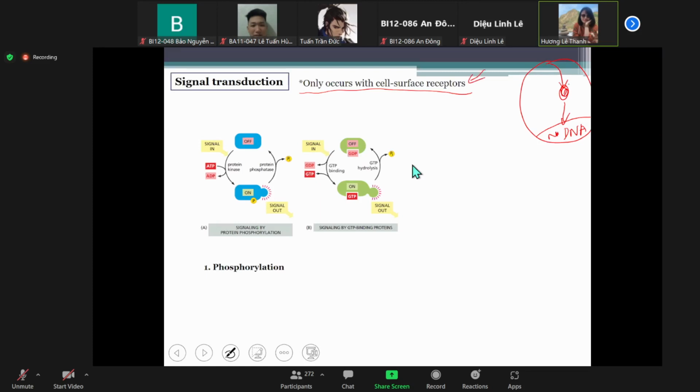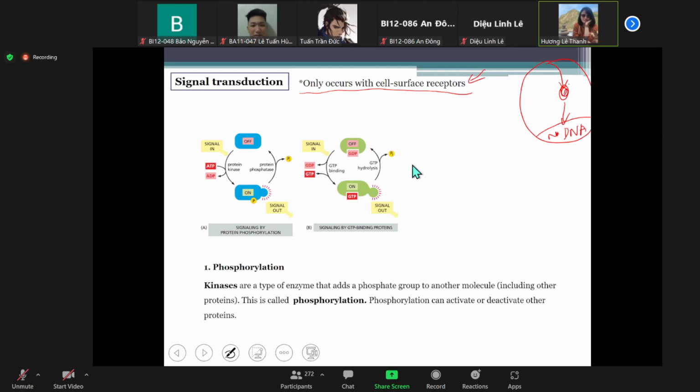First, by phosphorylation. Phosphorylation involves kinase. Remember kinase from the previous lessons? Kinase means putting one phosphate group onto another molecule, which phosphorylates it and can activate it, changing it from the inactive form into the active form. So here, signal in, the molecule is inactive, it is off.